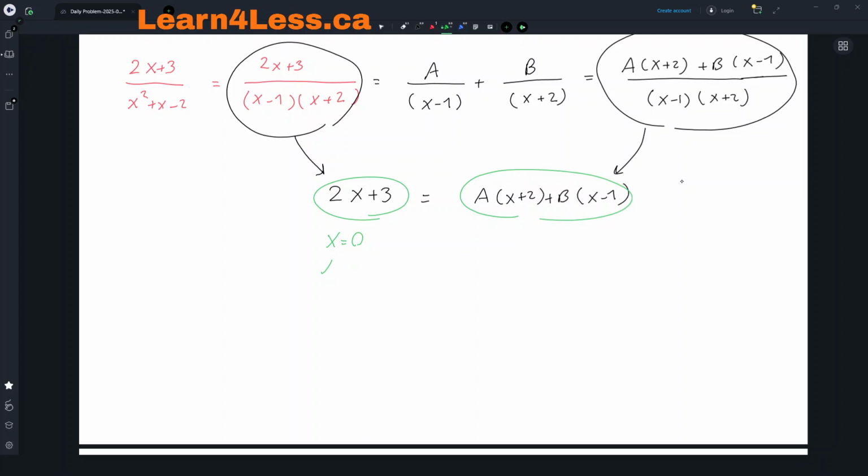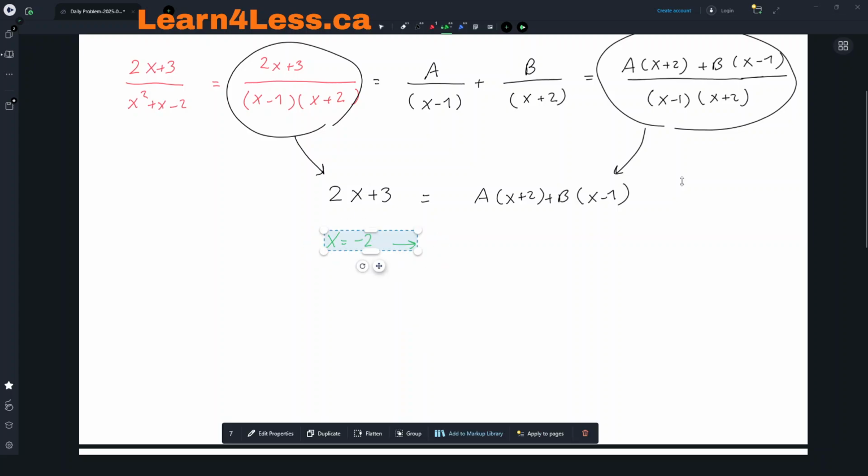But what are some good or easier x values that I can try? One of them would be what makes this bracket 0, which means x equal to -2. Let's just try that. If x is equal to -2, let me just move it here.